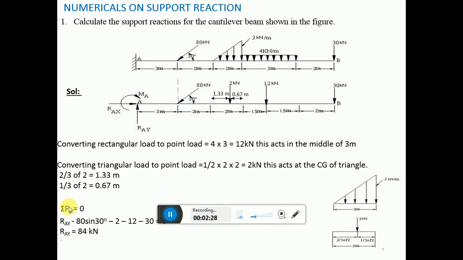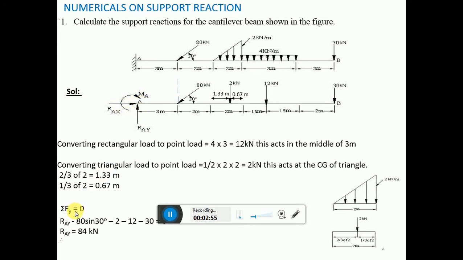Summation Fy is equal to 0. Here this is a fixed support. The fixed support prevents the motion of the beam in the x direction, in the y direction and in the rotational direction. That is, rotational motion is prohibited. So you have RAX, RAY and the moment MA.